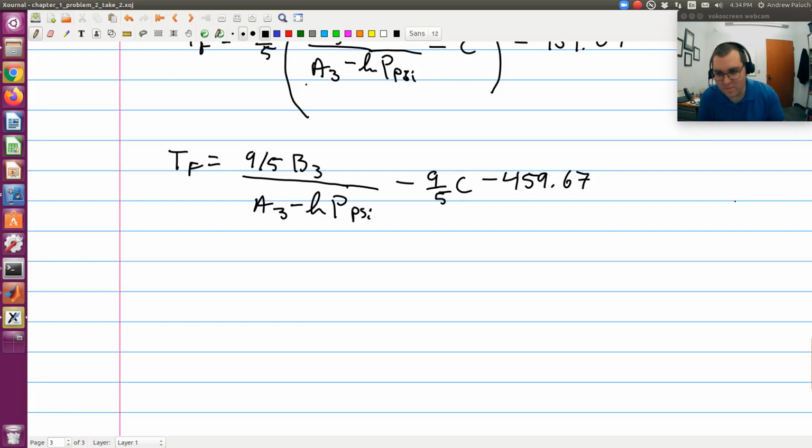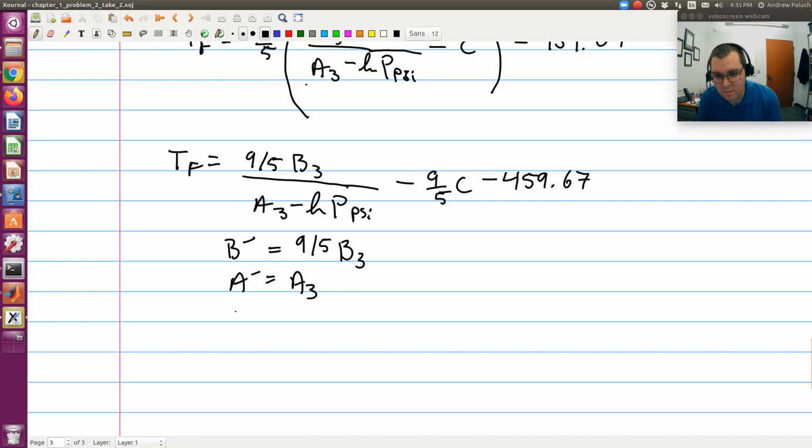Cool. So let's define some new constants, essentially. This is our last step. I'm going to define B prime. B prime is going to be equal to 9/5 times B3. A prime is just equal to A3. I don't have to do anything there.